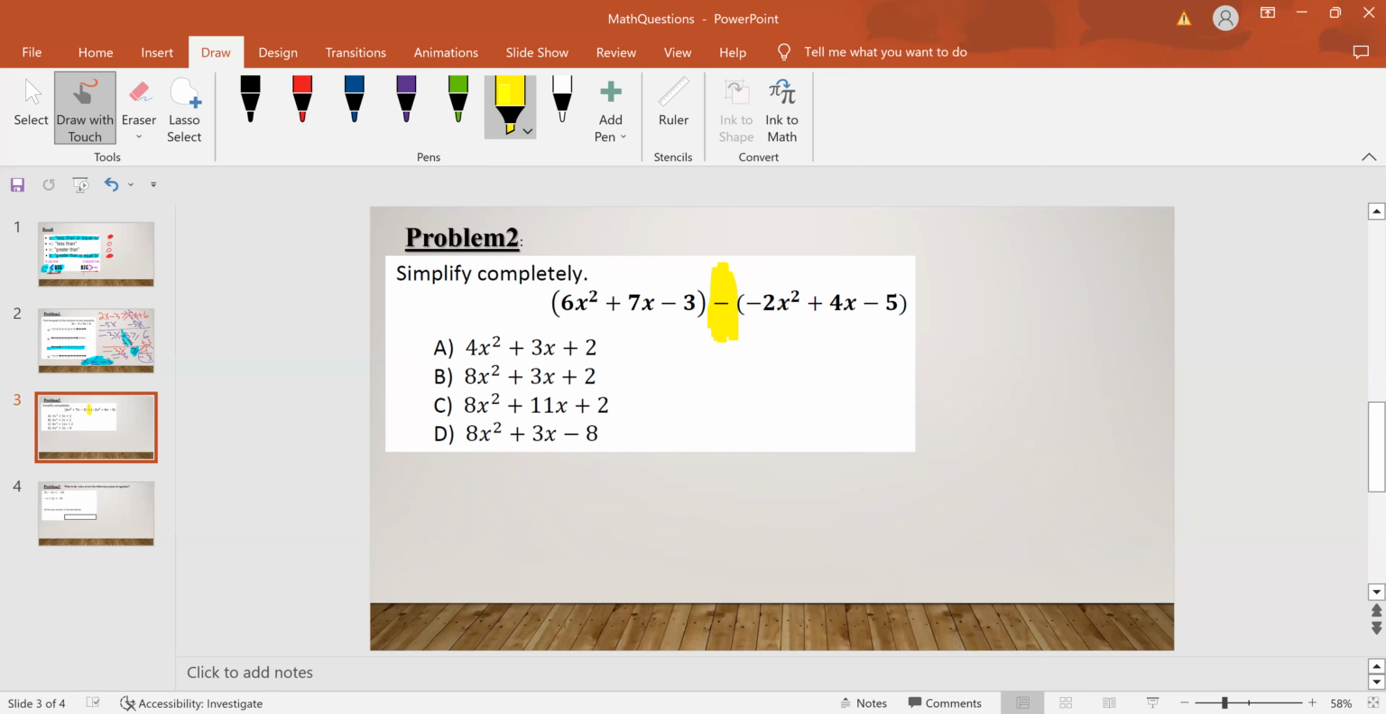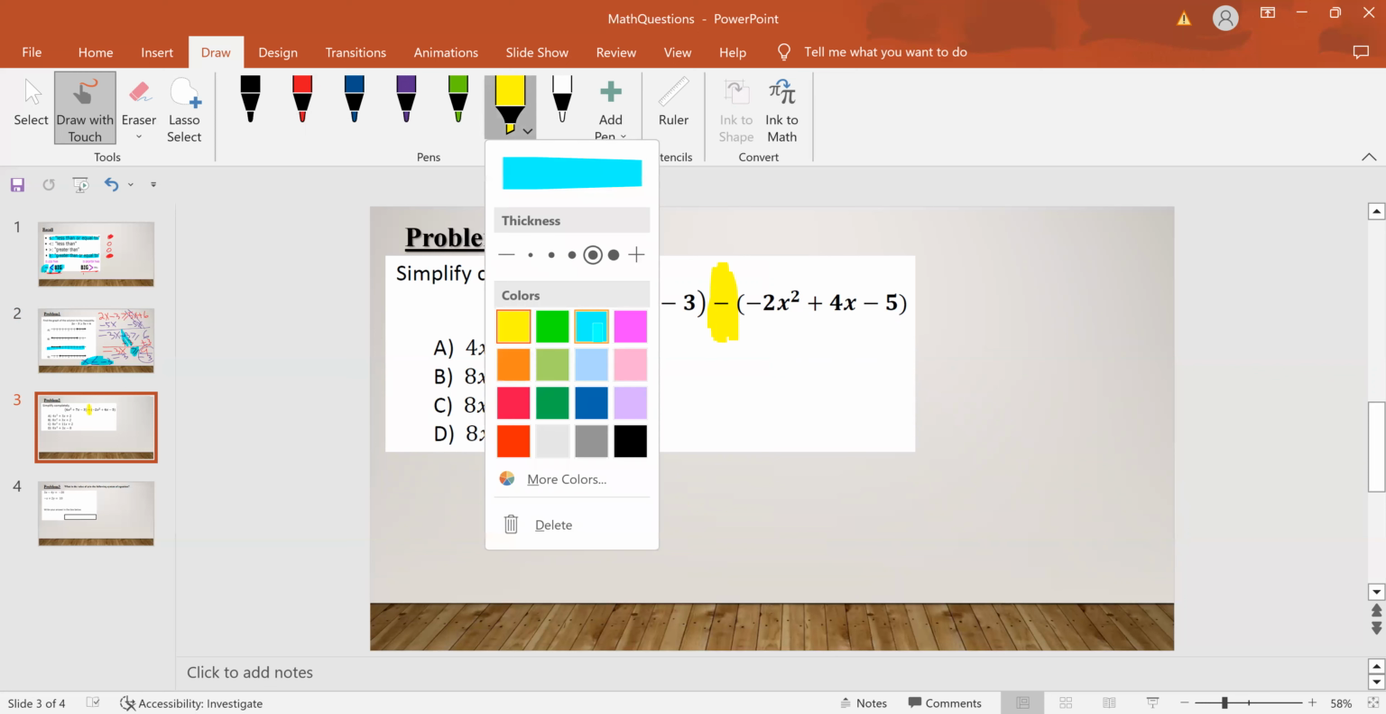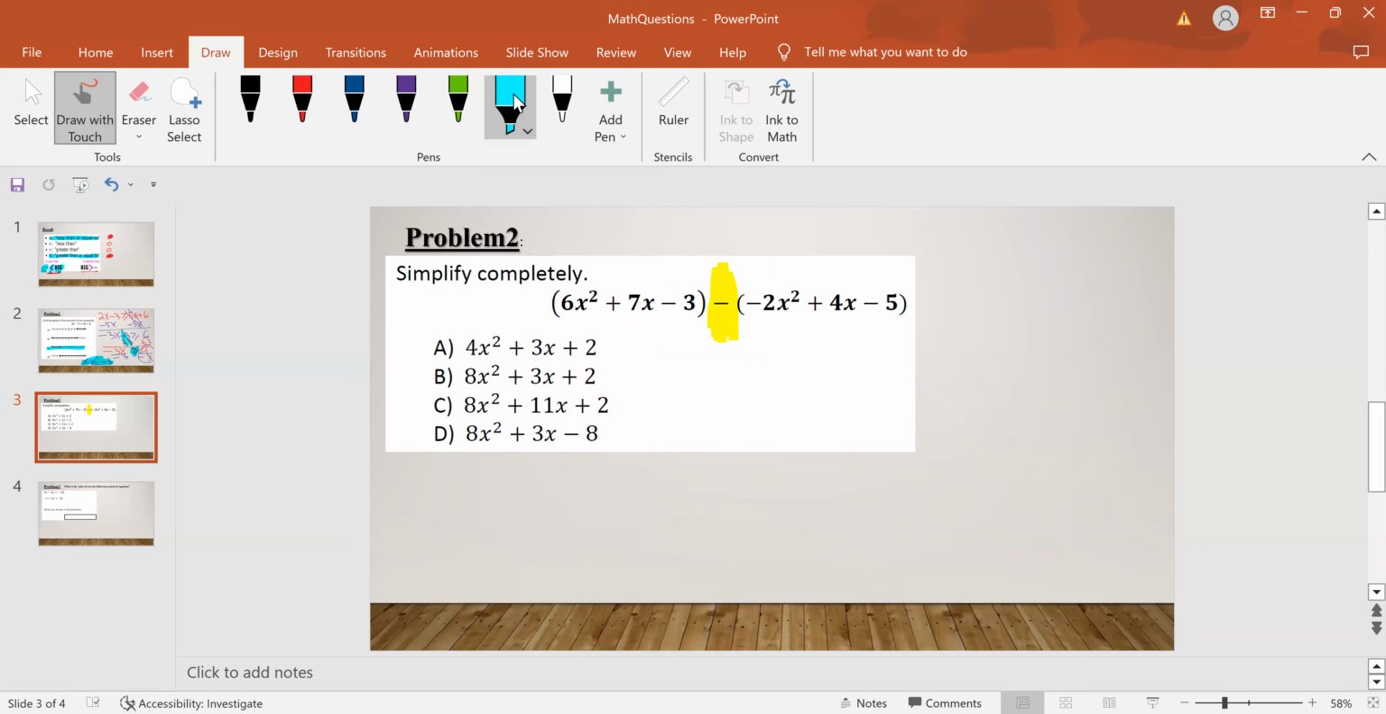So the key part of this is what? When you are removing the parentheses, that negative sign I highlighted in yellow will change the sign of anything in the second parenthesis. So here in blue, everything in blue will change sign. That means if something in blue is negative, that will turn to positive. If something in blue is positive, that will turn to negative. That's what we have to understand before we continue.